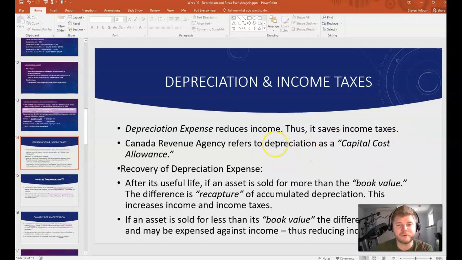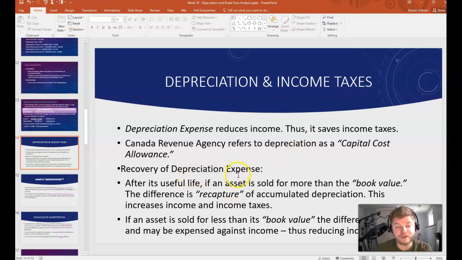A couple things about depreciation and income taxes. Essentially, and we've spoken about this a little bit, depreciation expenses reduce income. Therefore, it saves on income taxes. So let's say if I made $5,000 last year, but I depreciated one of my assets by $2,000, like we just had an example, I would only have $3,000 in net income. So I'm only paying income tax on that $3,000. So it reduces our net income.